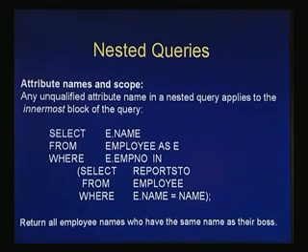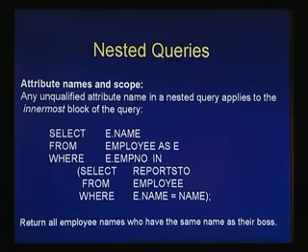There are again two levels to this query. The outer query says select E.name from employee as E, that is, I am aliasing the employee table as E, where E.employee number in, and then the inner query begins, which selects reports to from employee where E.name. Note that I am using the alias E inside the inner query as well, while the alias is actually defined in the outer query, and then I say E.name equal to name.